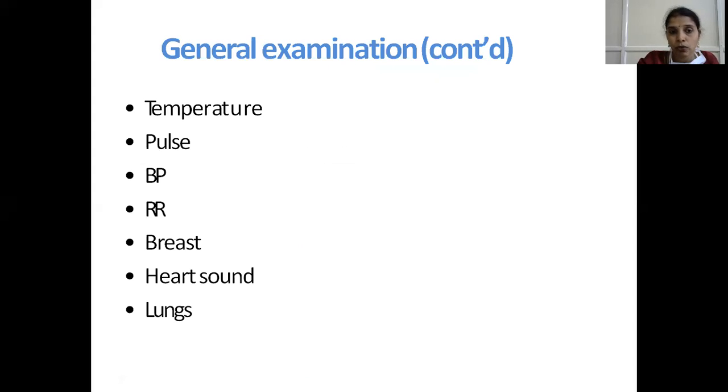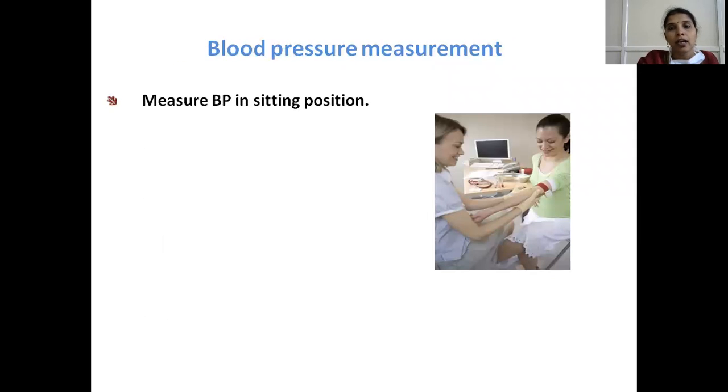In general examination, we have to measure the temperature, pulse, blood pressure, respiratory rate, and do breast examination and heart sounds. We have to auscultate the heart and lungs. And we have to measure the blood pressure in each visit.